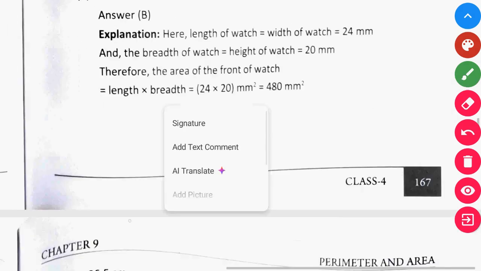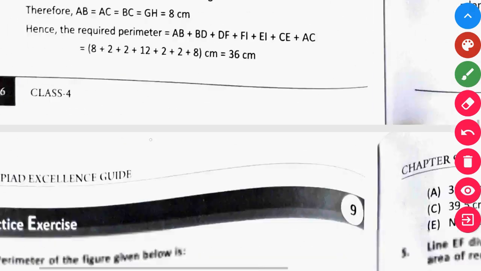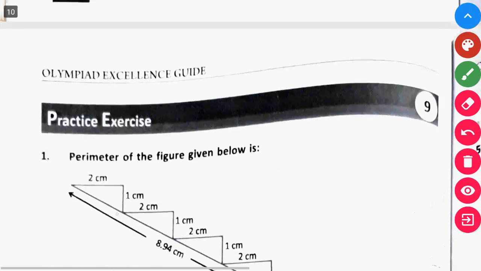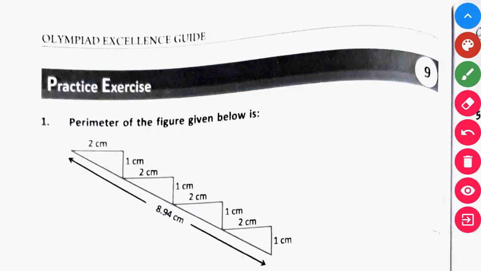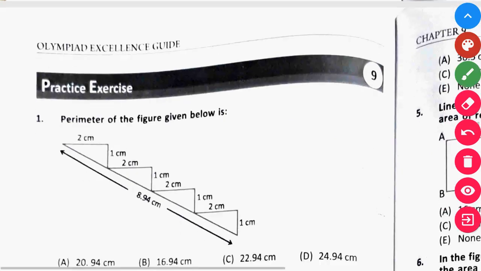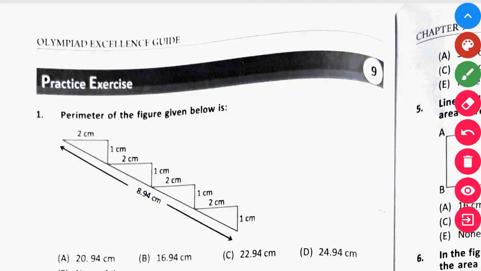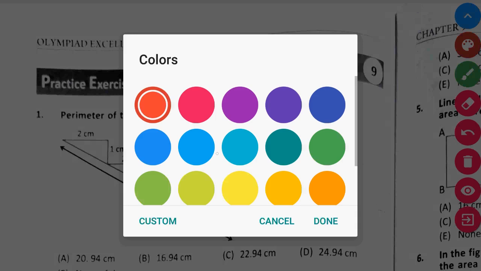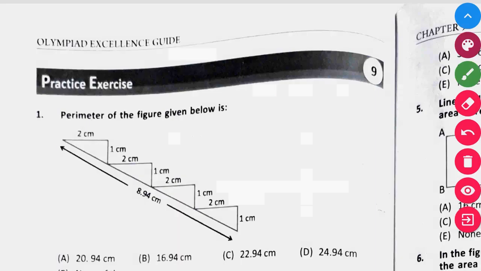Okay. So in this way, we have gone through all the solved examples. Now we have to solve the practice exercise. We'll take 2-3 sums and then we'll stop, and the remaining sums we'll take tomorrow. Okay. Now the perimeter of the given figure we have to calculate. So how are you going to calculate? I'll add all the sides.